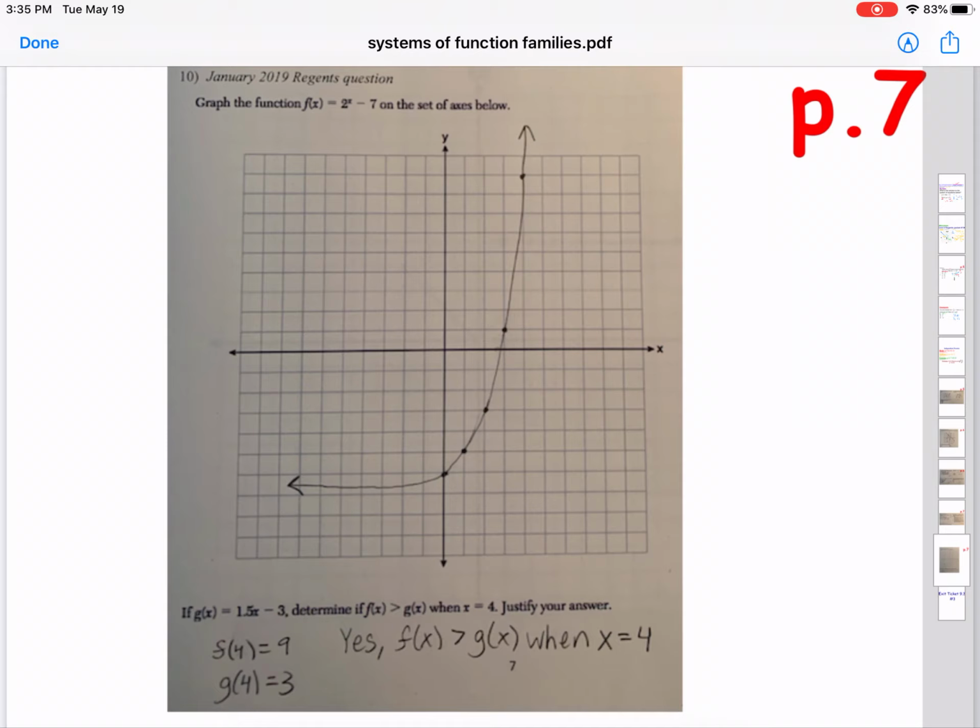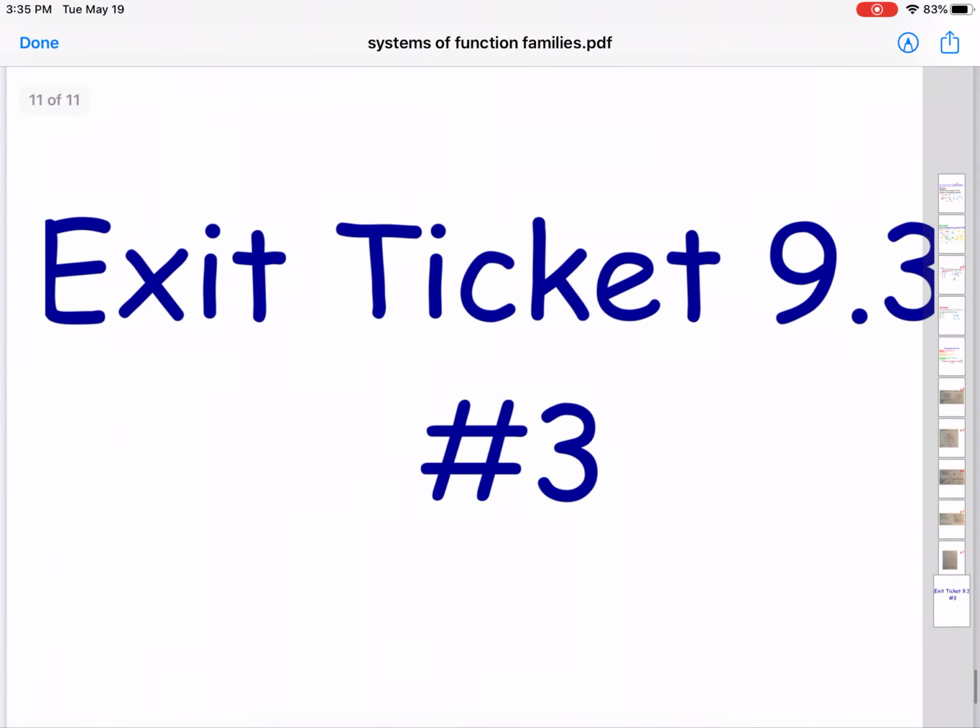So again, in this lesson, we were working with systems, meaning two equations of our different function families. We've learned about a couple different types of function families, and we were dealing with two at the same time. If you have any questions on this lesson, please come to Extra Help or shoot us an email. And to end this lesson, you should be able to answer question number 3 from your exit ticket, and you can also answer question number 3 from homework 9.3 as well.